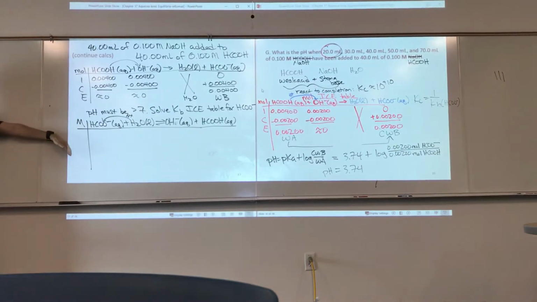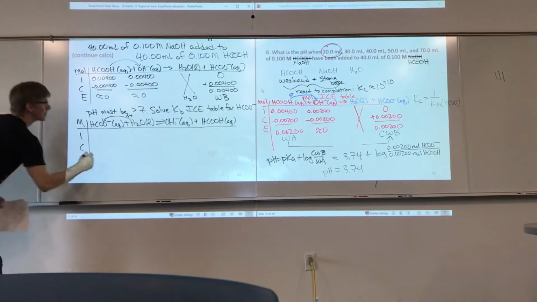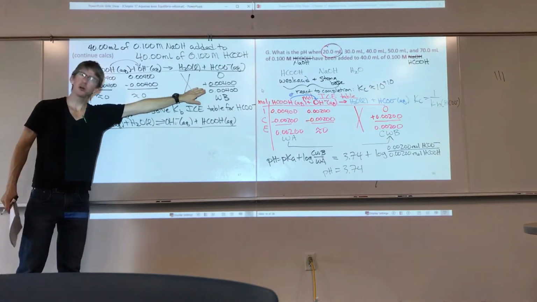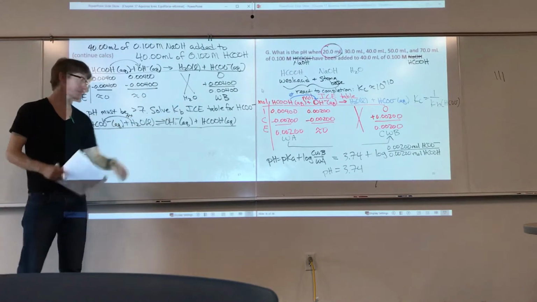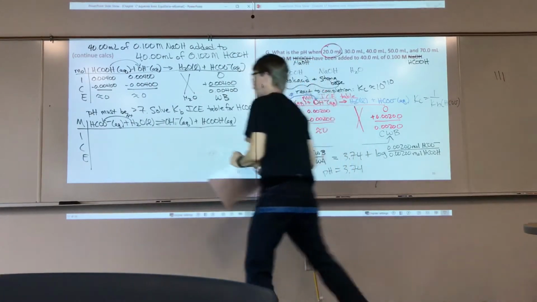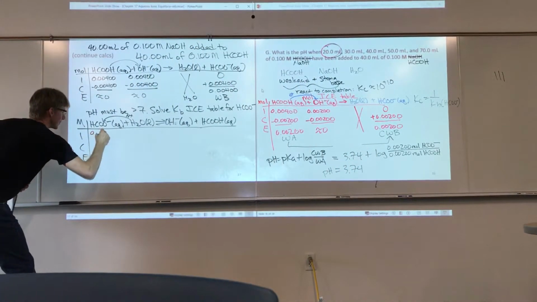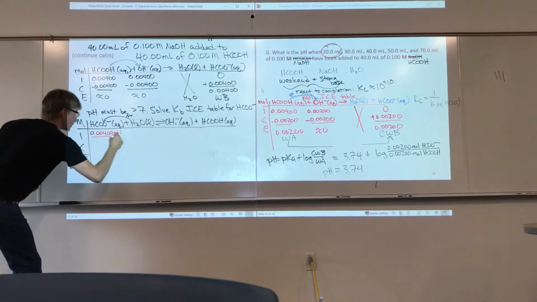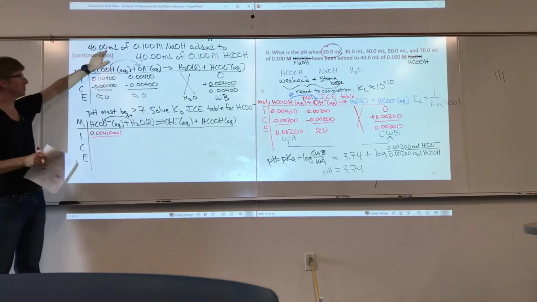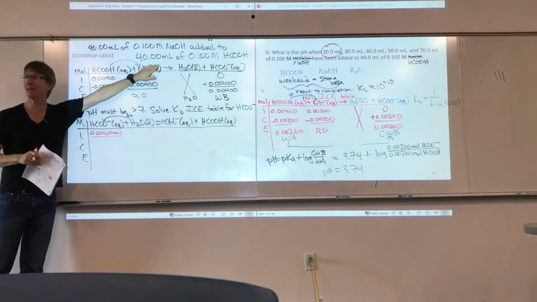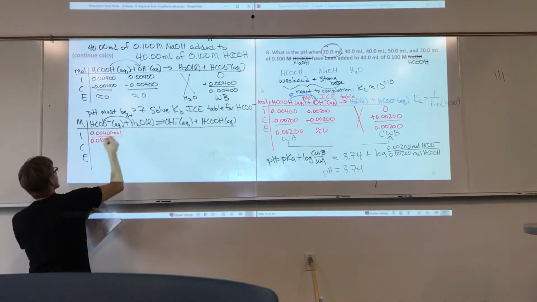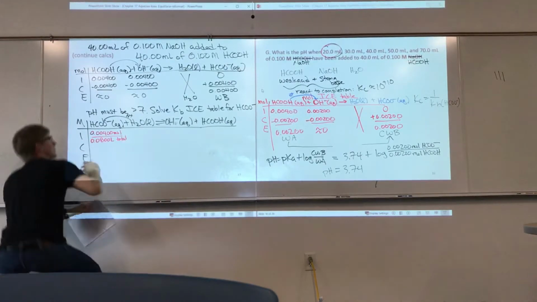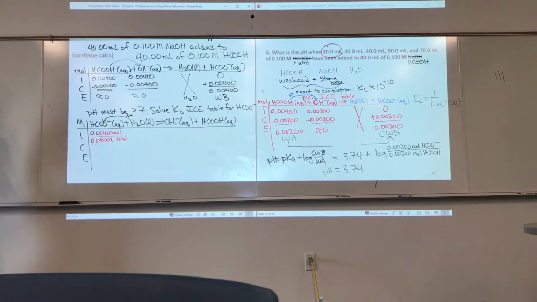If we're going to do a Kb ice table, Kb is in terms of molarity. We need a molarity ice table. We don't know the molarity of our formate ion, but we know the moles of our formate ion. And we know that we've added 40 milliliters and 40 milliliters for a total of 80 milliliters. So we can get that concentration.